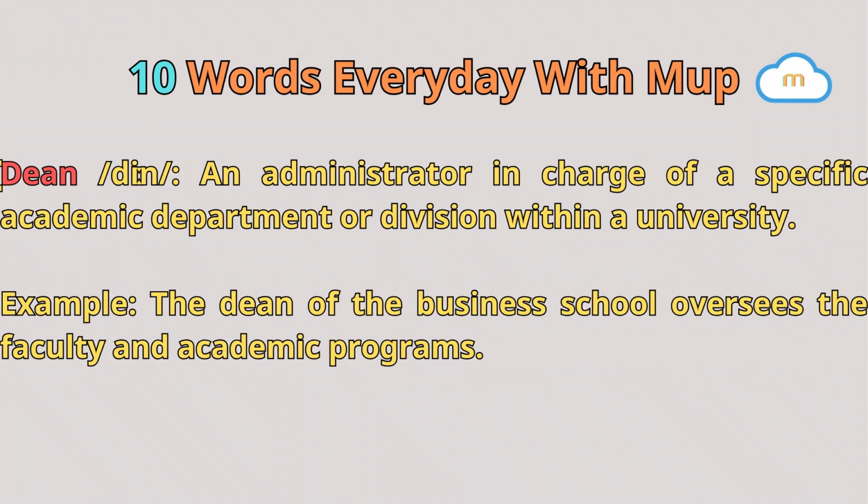Dean. Definition: an administrator in charge of a specific academic department or division within a university. Example: the dean of the business school oversees the faculty and academic programs.